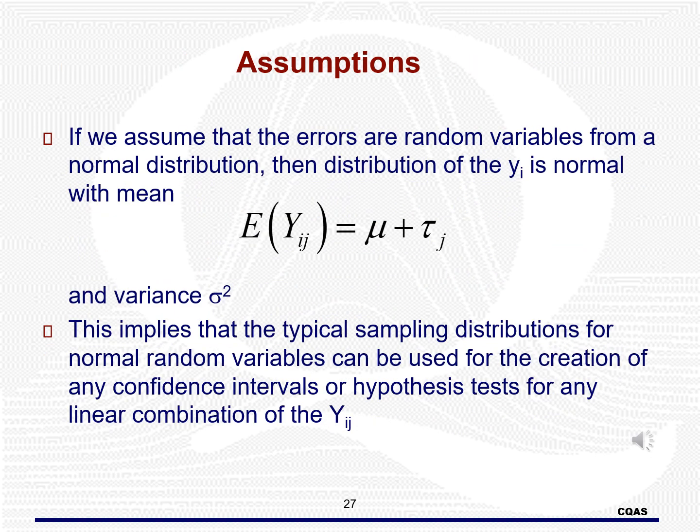Again, if we assume that our assumptions on the errors hold, the distribution of y sub ij is normal with mean mu plus tau sub j and variance sigma squared. This allows for the creation of confidence intervals and hypothesis tests using the sampling distribution for normal random variables. This will also work for the effects since we have already shown that the effects are linear combinations of the observations.